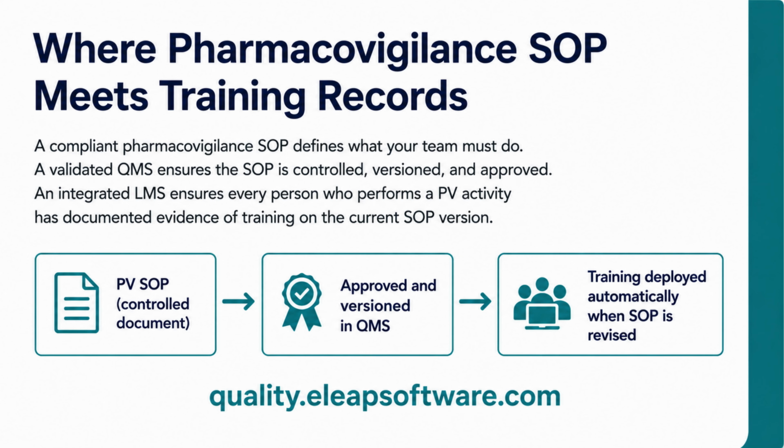Implementing these 7 components gives your organization the foundation for a pharmacovigilance program that satisfies both FDA and ICH E2A through E2F requirements. A well-constructed SOP is not just a compliance document, it is the operational backbone of your entire drug safety program.